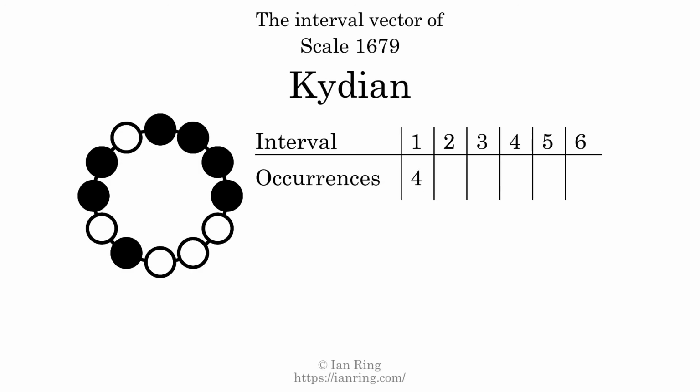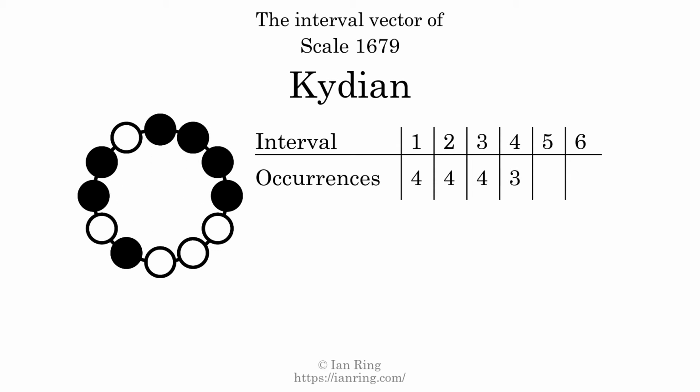There are 4 intervals with the size of 1 semitone. They are here, here, here, and here. There are 4 intervals with the size of 2 semitones. They are here, here, here, and here. There are 4 intervals with the size of 3 semitones. They are here, here, here, and here.